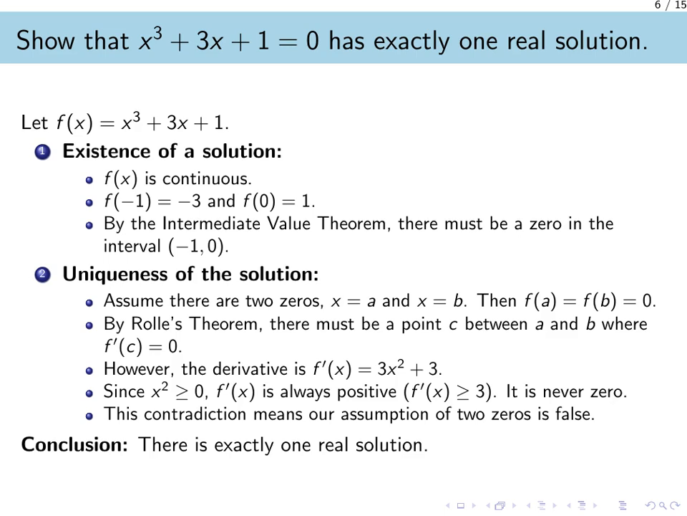Next, we prove this solution is unique using Rolle's theorem in a proof by contradiction. Let us assume there are two roots, at x equals a and x equals b. Rolle's theorem would then require a point c between them, where the derivative is 0. However, the derivative, f prime of x, is 3x squared plus 3. Because x squared is always non-negative, the derivative is always at least 3 and can never equal 0. This contradiction proves our assumption of two roots was false, so the equation must have exactly one real solution.